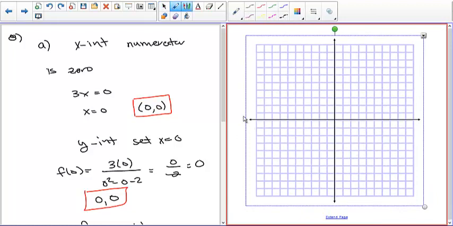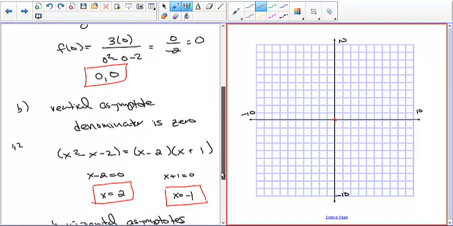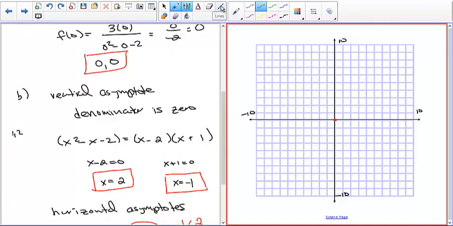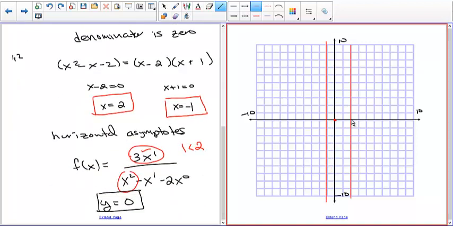So again, let's go from -10 to +10. Okay, so the origin is my intercept. It's going to go through one way or the other. We've got two vertical asymptotes, one at x equals +2, which is this line, and x equals -1, which is that one. And then we've got a horizontal asymptote, which is 0. So we can draw a line here and a line there. We don't need to draw inside the asymptotes because the horizontal asymptote is what's happening out here.